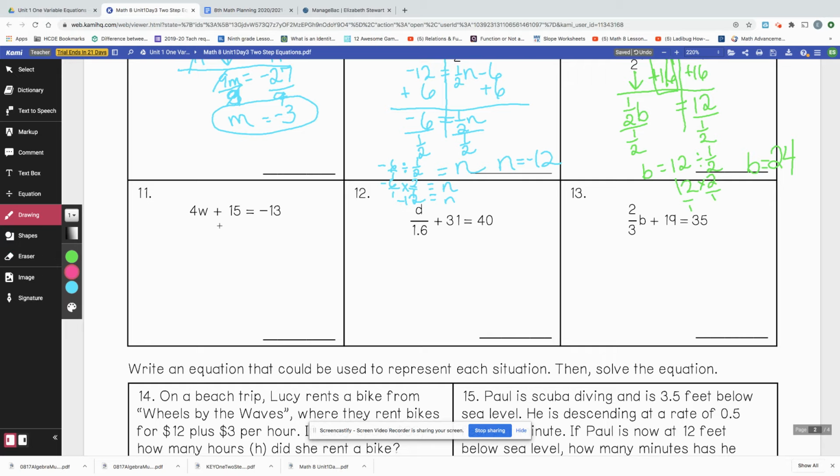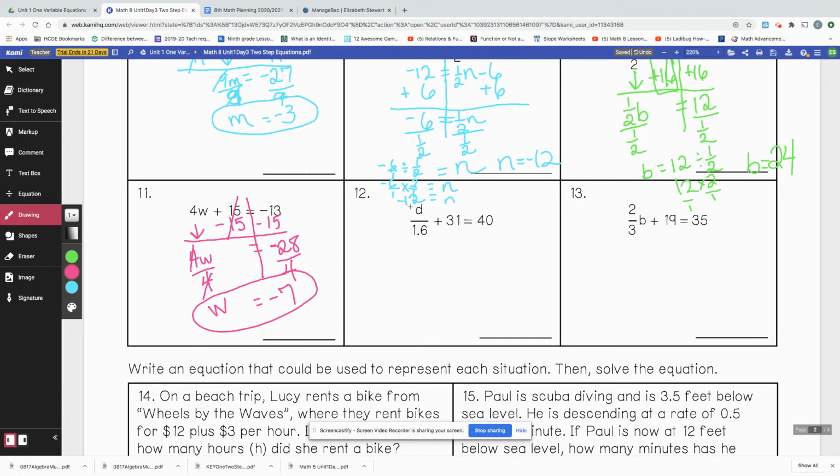Okay. On this one, we have 4 times w plus 15. Take 15 away from each side. Balance that out. This zeroes out. Bring down 4 times w. -13 minus 15, or -13 plus -15. We're combining two negative numbers. We're getting further from 0. We're at -28. Now I'm reversing multiplication. 4 divided by 4 is 1w. -28 divided by 4 is -7.